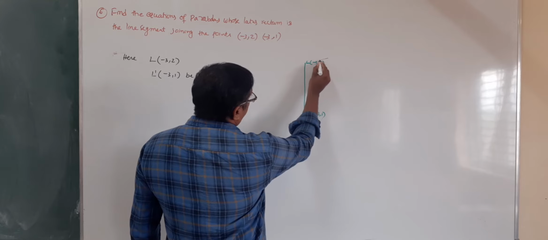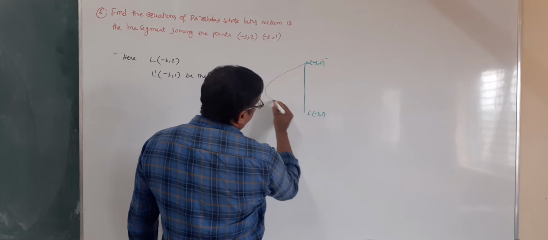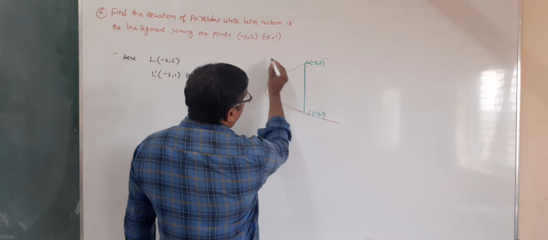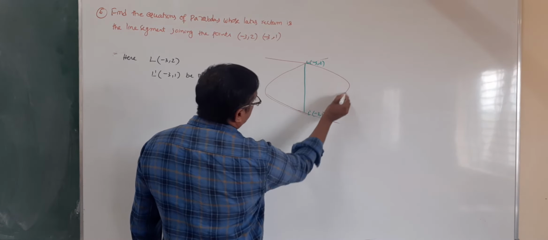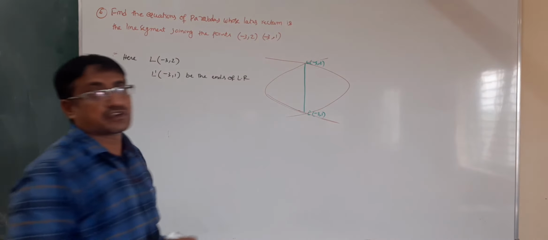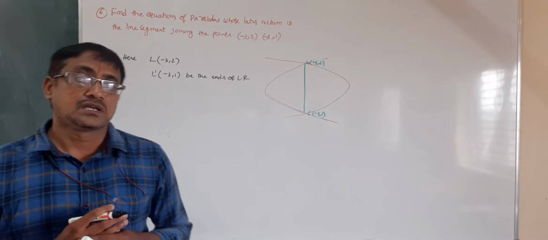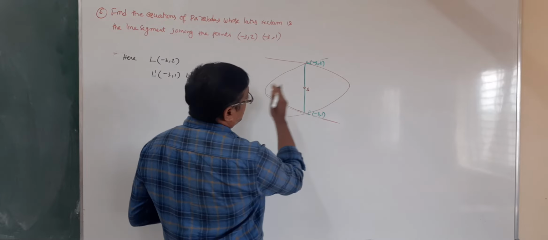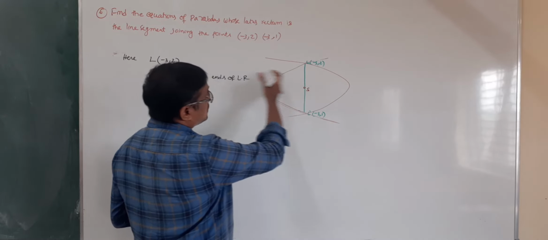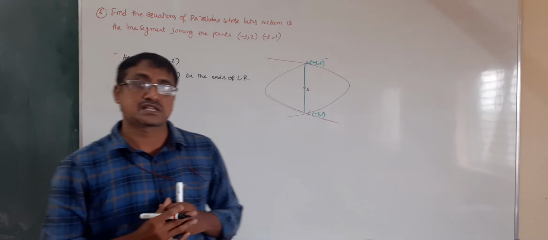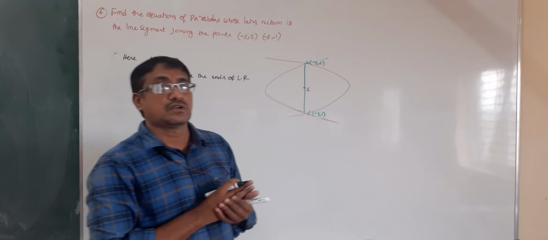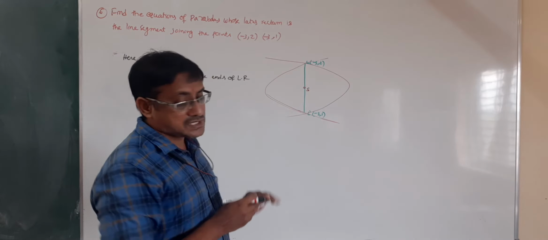You can see the curve may be like this or like this. You can see the curve in two forms because the curve may open towards the positive x-axis or it may open towards the negative x-axis. We don't know the exact form of the curve. We are given only the latus rectum.